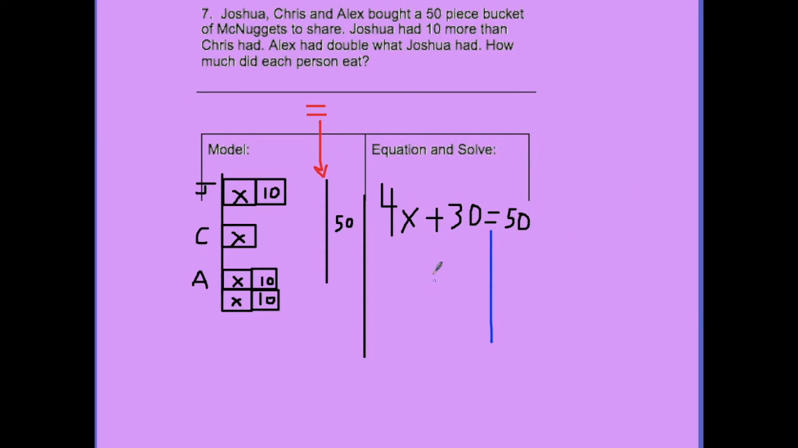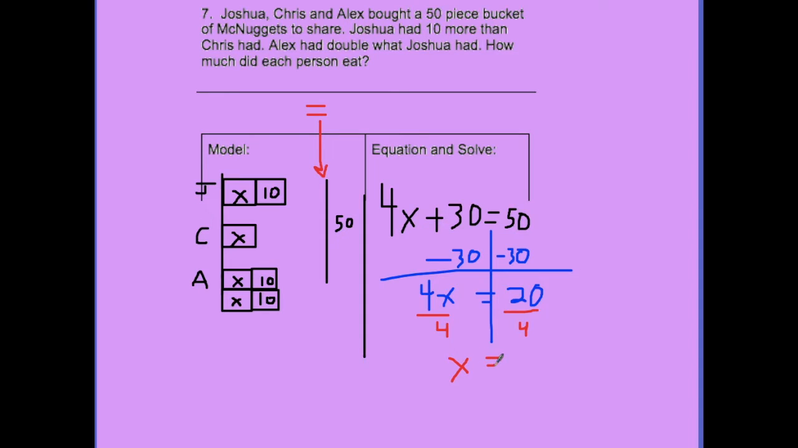So now we go ahead and solve this. Line down the equal sign, and then we start doing inverses. So minus 30 on each side. So I have 20. Over here I have 4x. And then we'll divide. So I divide by 4, divide by 4, and x is 5.